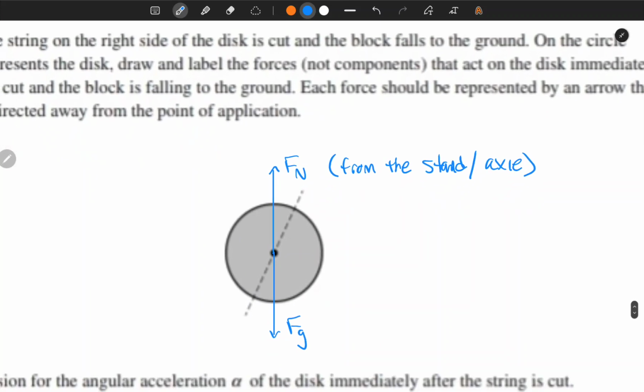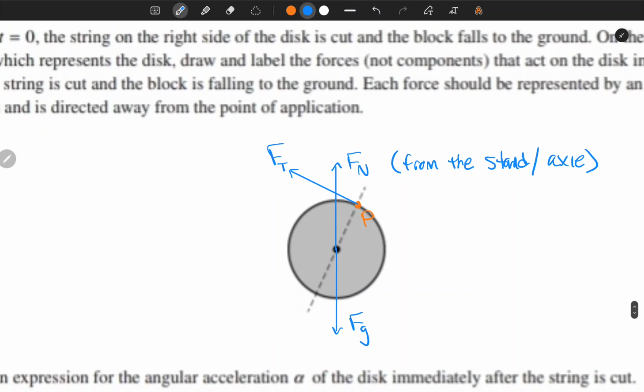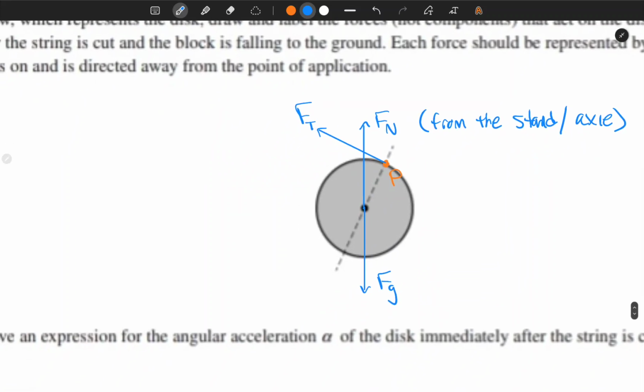Finally, right after the string is cut, this is point P. So the tension force from the spring is still acting on the wheel. And immediately after the string is cut, this force acts tangentially at point P. So for this point here being P, we have the tension force, which points in this direction. And these are all of the forces that act on the wheel.